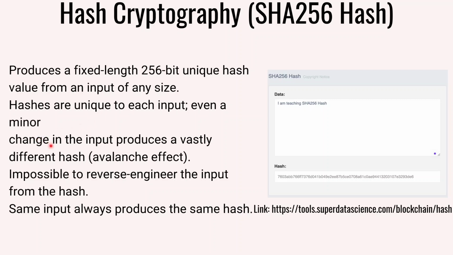Now, we come to the avalanche effect. Say there is a line: "I am teaching SHA-256 hash." If we make a little difference, like changing this H to another character, we will see a significant change in the hash. A single change in the data will create a major difference in the hash value. This particular characteristic is called the avalanche effect.